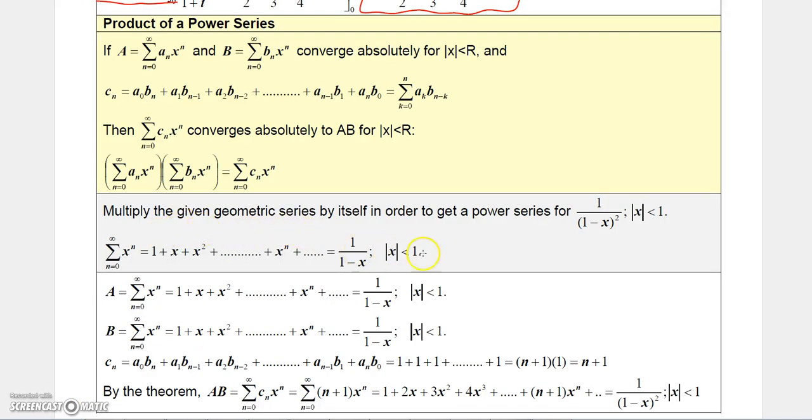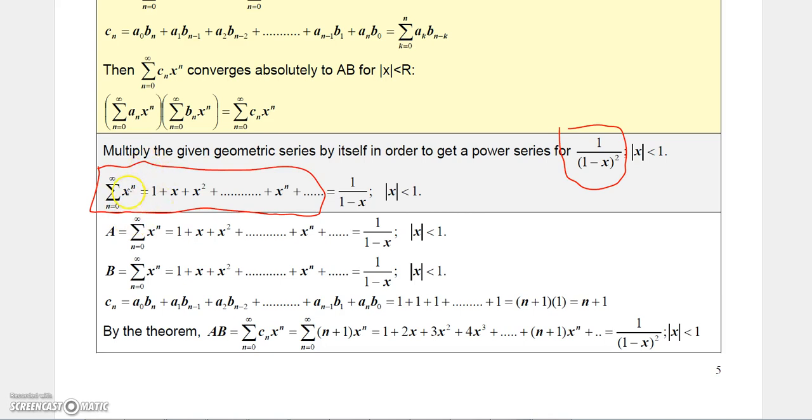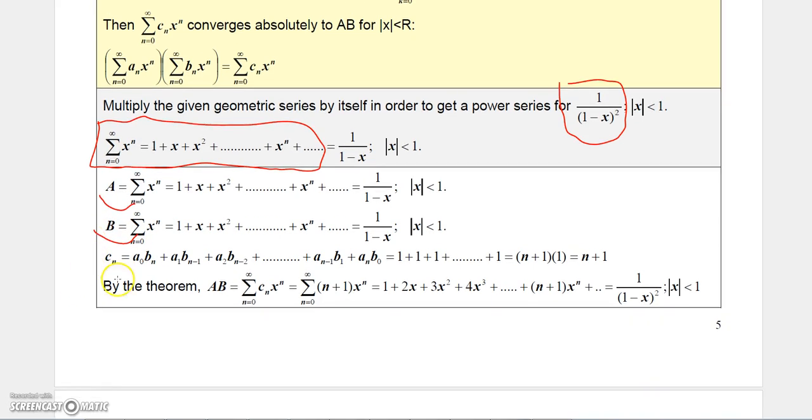I don't really have time to do this one justice, so pause the video and read the product of a power series here. But if you want to write 1 over (1 minus x) squared as a power series, what you would do is get the series for 1 over 1 minus x, and then multiply that series times itself. So here I have the series for 1 over 1 minus x, and here's the same series for 1 over 1 minus x, and then if you multiply those two series together, you get the series that we're looking for, 1 over (1 minus x) squared.